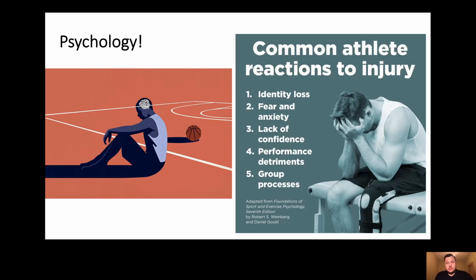Sometimes we have to understand how the player is feeling after an injury. Common athlete reactions to injuries are identity loss, fear and anxiety, lack of confidence, performance determinants, and group processes. Knowing that, we are supposed to communicate a little bit differently with the player who is injured at the moment, and we have to understand that he is frustrated now, and we have to encourage him to be a part of the team.